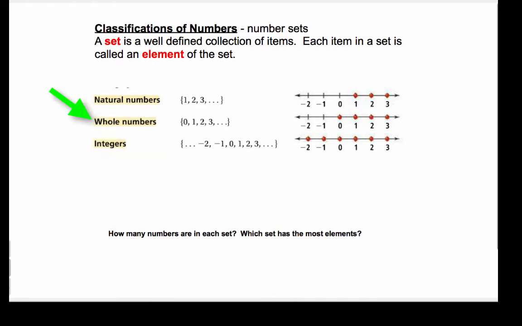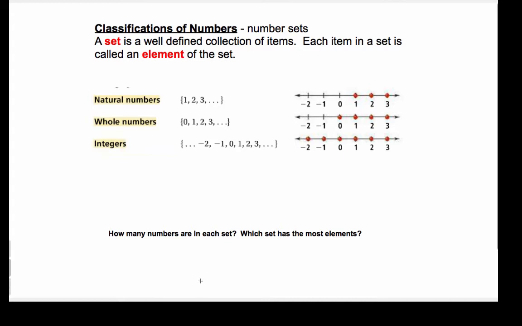We also have the whole numbers. The whole numbers are almost identical to the natural numbers. They just include the number 0. The integers take the whole numbers and then take all the negatives of those whole numbers, throw them into a set with the positives, and you have the integers. So not only do we have 0, 1, 2, 3, but we also have -1, -2, -3, and so on and so on and so on.